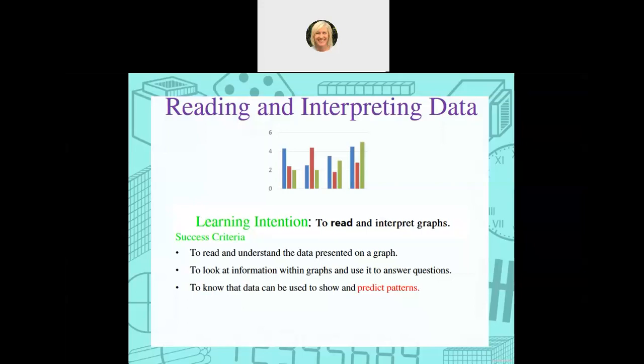Our success criteria are to read and understand the graph, to look at information within the graph and answer questions, and to know that the data within a graph can be used to make predictions.